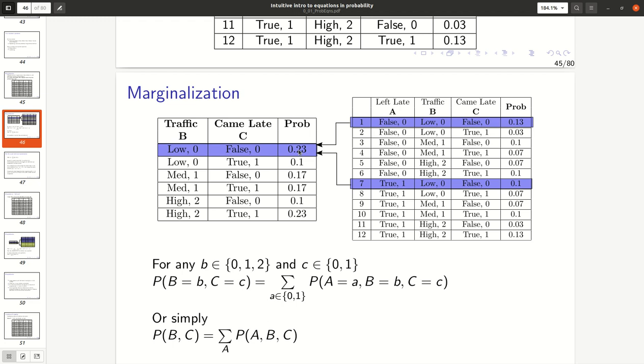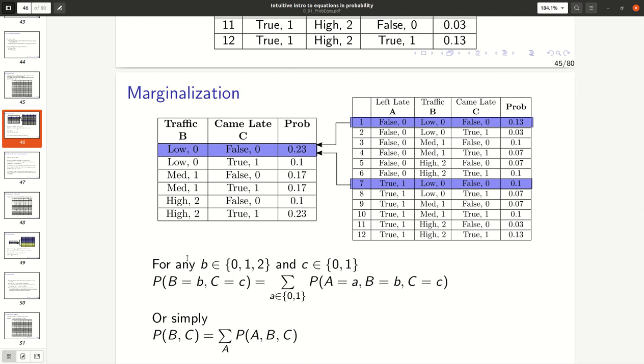Let me rephrase what we did just now. We wanted to know the probability for a row in the new table consisting of only B and C. We fixed the value of B and C as indicated in the row, and then looked for all the rows which have that value for B and C and added them together to get the required probability. Let's see how this can be done elegantly through a formula.